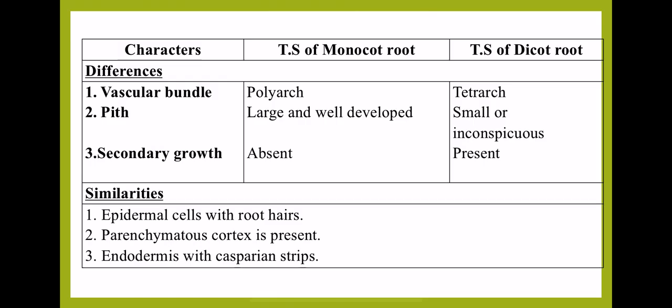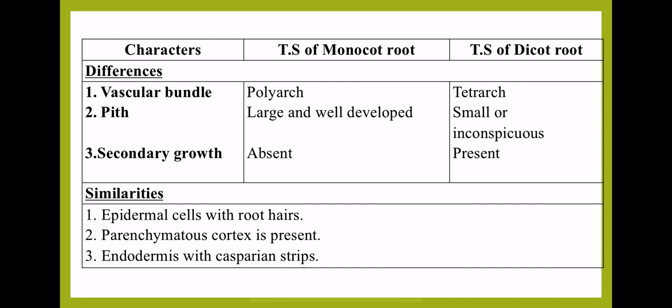What is the difference? The difference occurs in the vascular bundle. In the monocot it is polyarch, in the dicot root tetrarch. Xylem and phloem present: 4 xylem and 4 phloem are present in the dicot root, whereas in the monocot root there are more than 4.